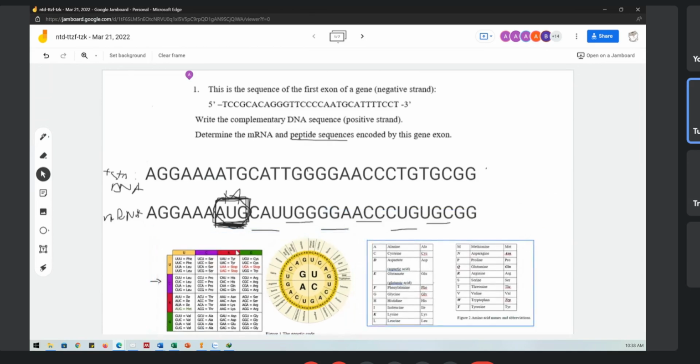So here we have CAU, we have histidine. Histidine will be H, right? And H, and UGG you can look here, and UGG is tryptophan, and tryptophan we have W, okay, and so on. You do that until the end, or when you meet the stop codon.